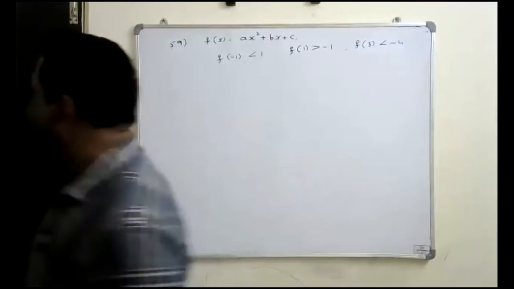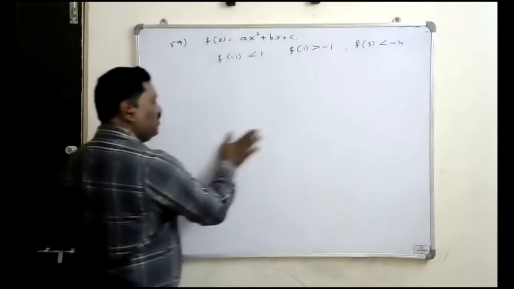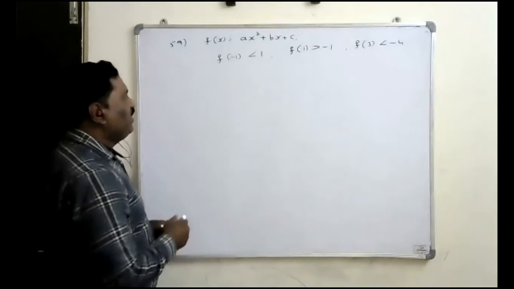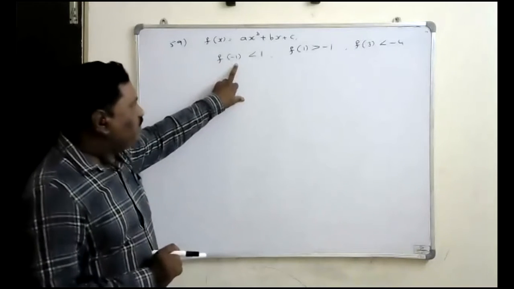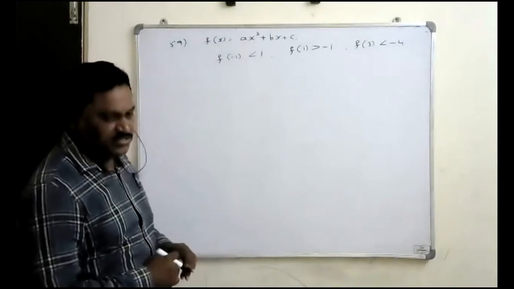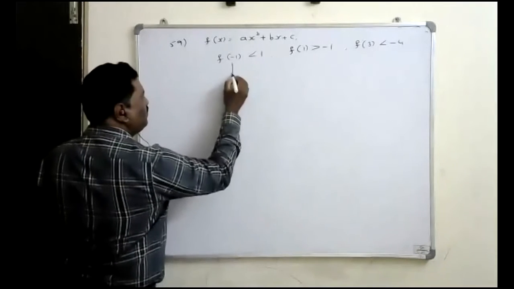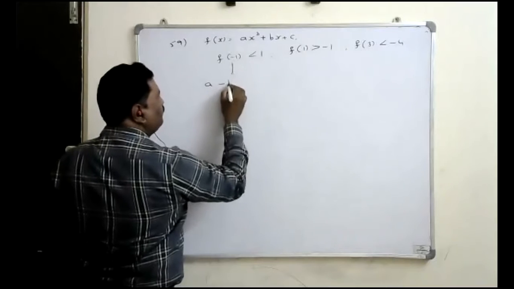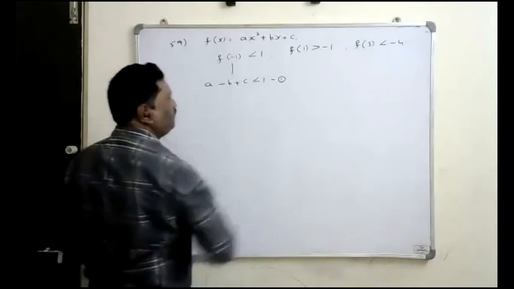Yes, look at this. So this is the given condition. From this, I want to find the range or the interval for a. To find that, first they have given f of minus 1. F of minus 1 means put x equal to minus 1 in this. Minus 1 whole square is 1, so it is a minus b plus c less than 1. Call that equation number 1.